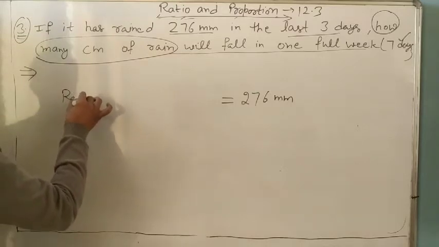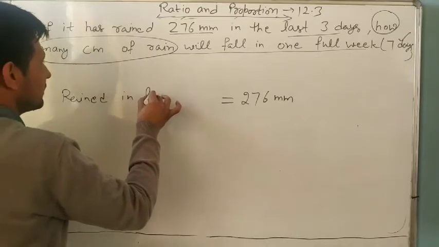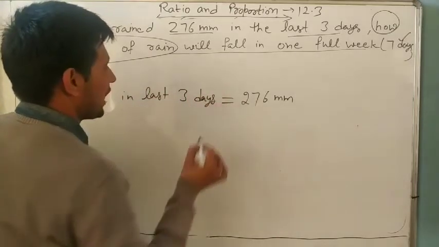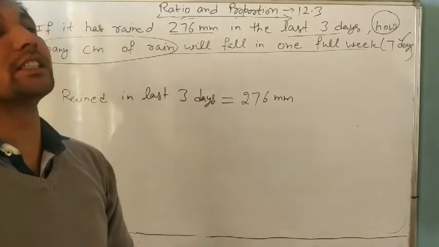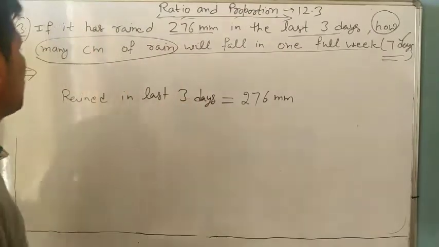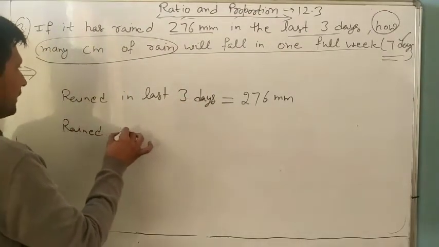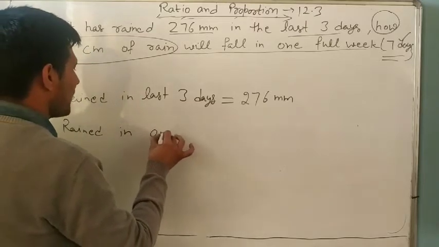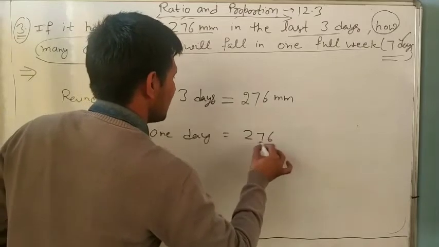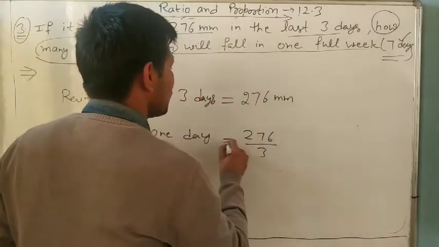So we write: rain in the last 3 days, how much? 276. We want to find in how many days? In 7 days. So first we will find the value of 1 day. So we write rain in 1 day. How much? 276 divided by 3. Yes, it is the rain in 1 day.